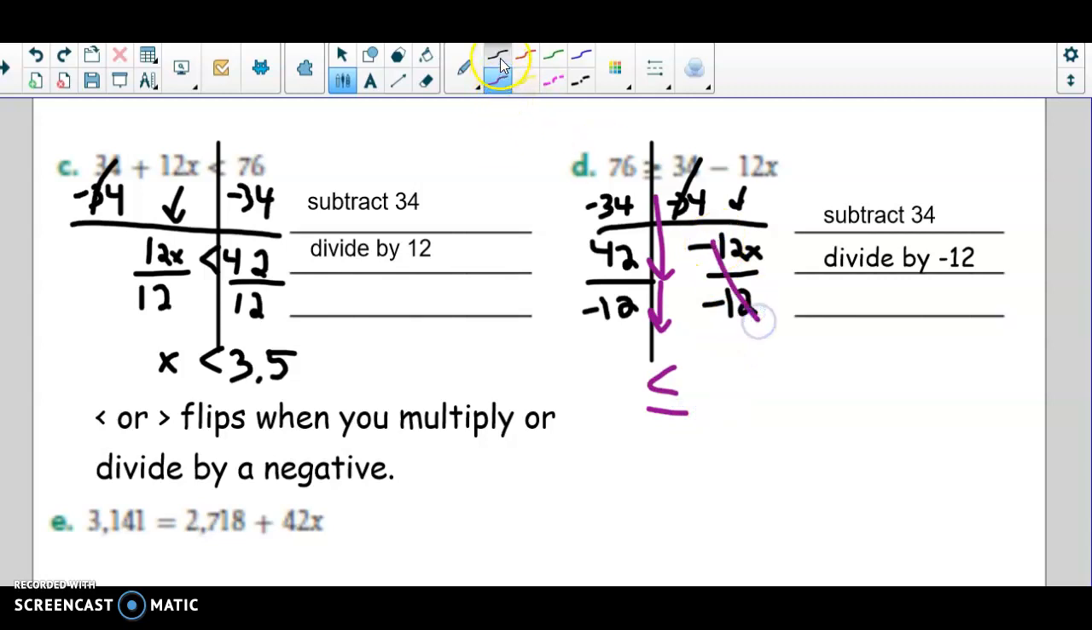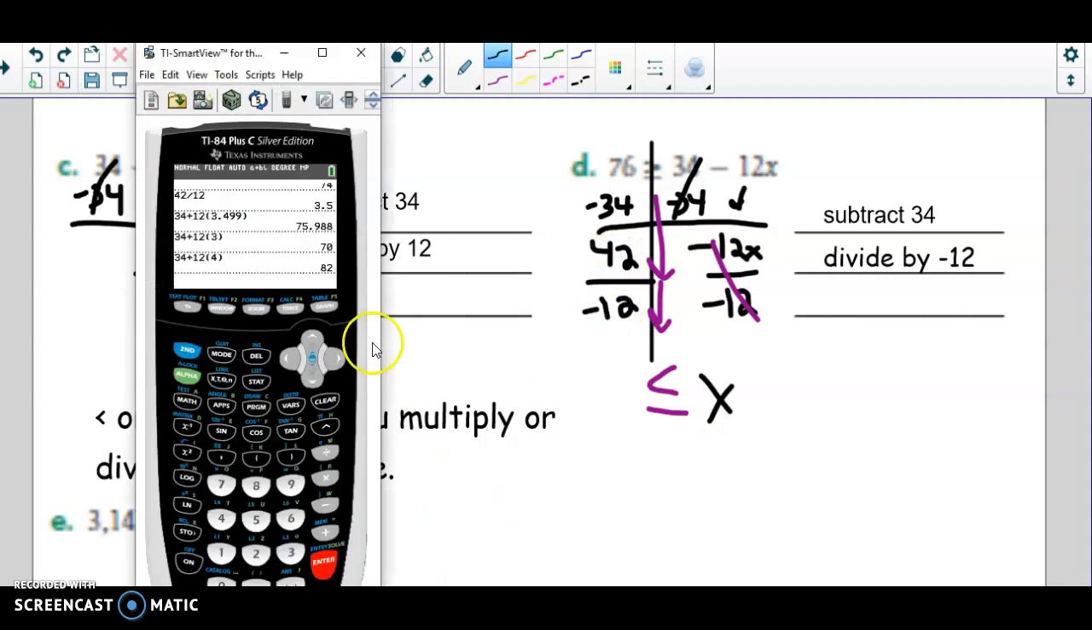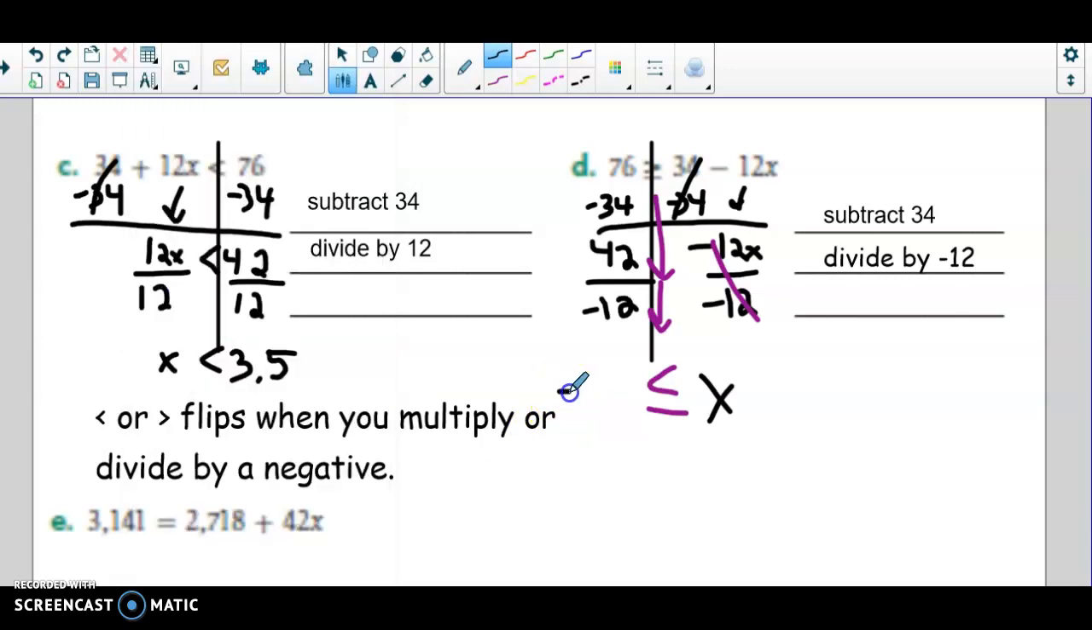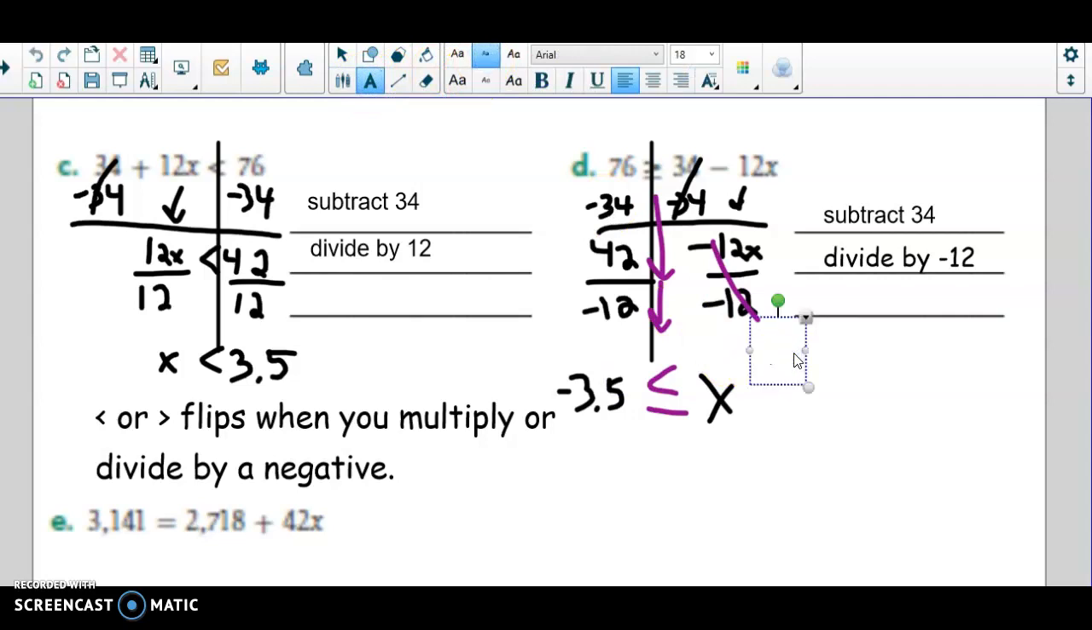So these are going to cross out. We're left with just one x, and this is 42 divided by negative 12. And we get negative 3.5. So when we interpret this, it means negative 3.5 is less than x, or x is greater than negative 3.5.